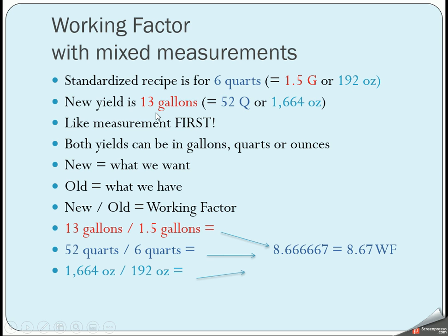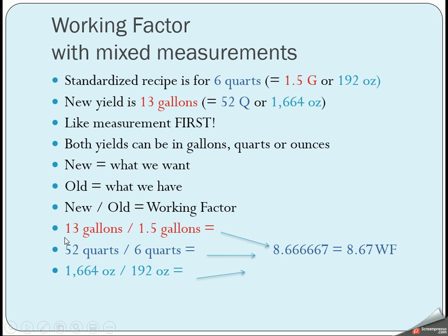For the new yield, we need 13 gallons. So if I have 13 gallons and I want to represent 13 gallons in quarts, that would be 13 times 4. So those 4 quarts in every gallon. 13 times 4 gives me 52 quarts. Or 13 gallons is 13 times 128 ounces in a gallon, which equals 1,664 ounces.